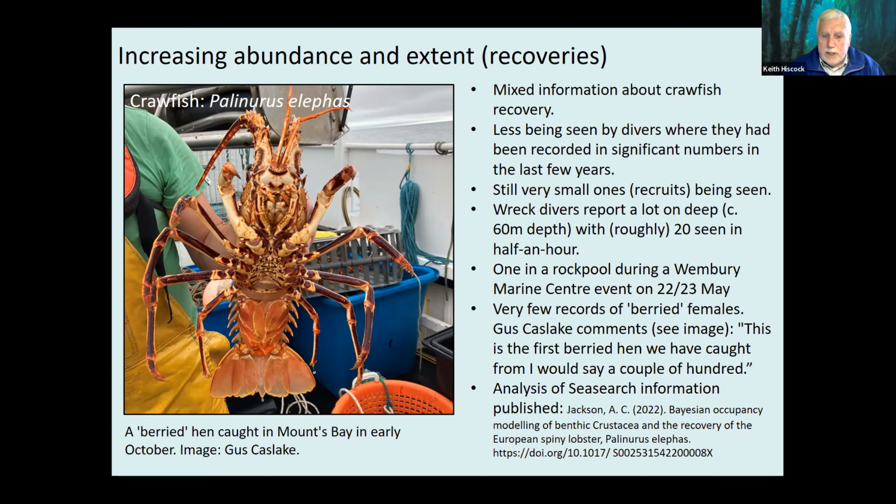But there are a lot less now being recorded by divers. The story is a muddled one. Although the numbers are being reduced at the depths to which most divers go, the deep divers, the ones who go down to wrecks at 60 meters, 70 meters, they're seeing a lot more spiny lobsters. It's been suggested to me up to 20 in half an hour. There was even one seen in a rock pool at Wembury during a Marine Centre event in May.